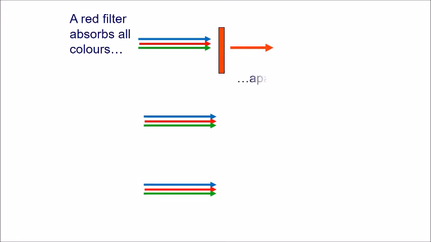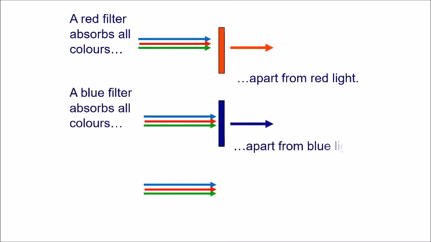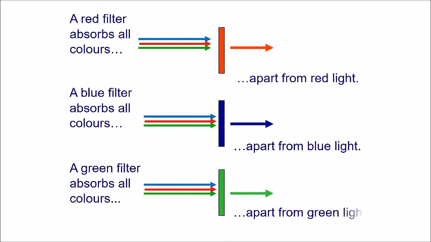So a red filter absorbs all the colors apart from red light. It's sort of like a red object, except instead of reflecting the light, it's absorbing the others and letting red light through. A blue filter, therefore, lets only blue light through and absorbs all the other colors. And lo and behold, a green filter is going to absorb all the colors except green light. It's only going to let green light through.